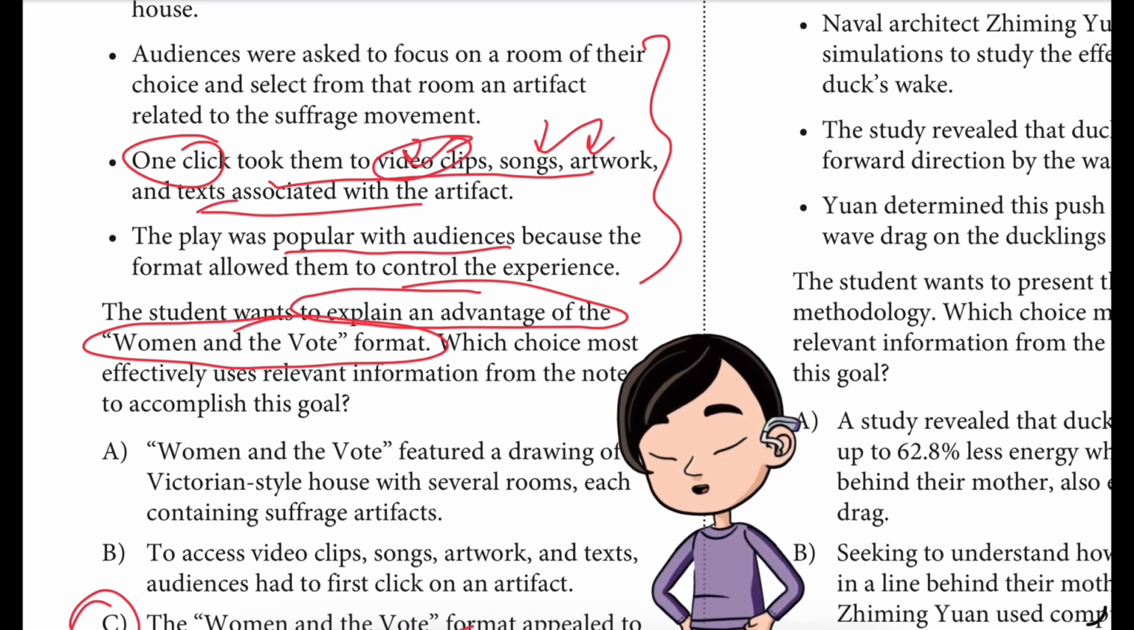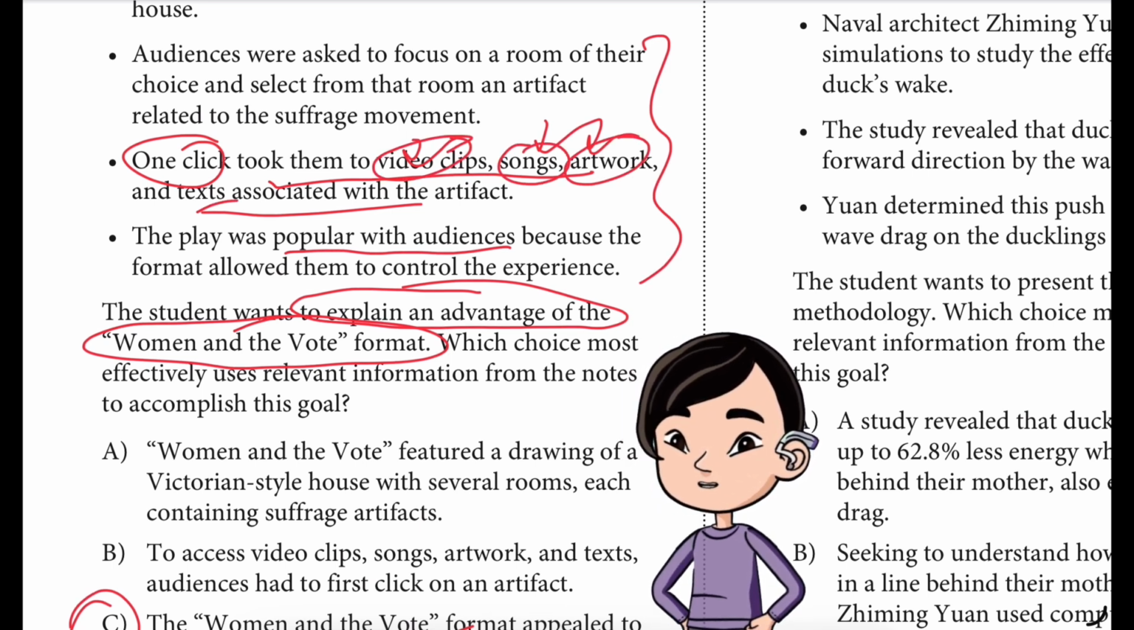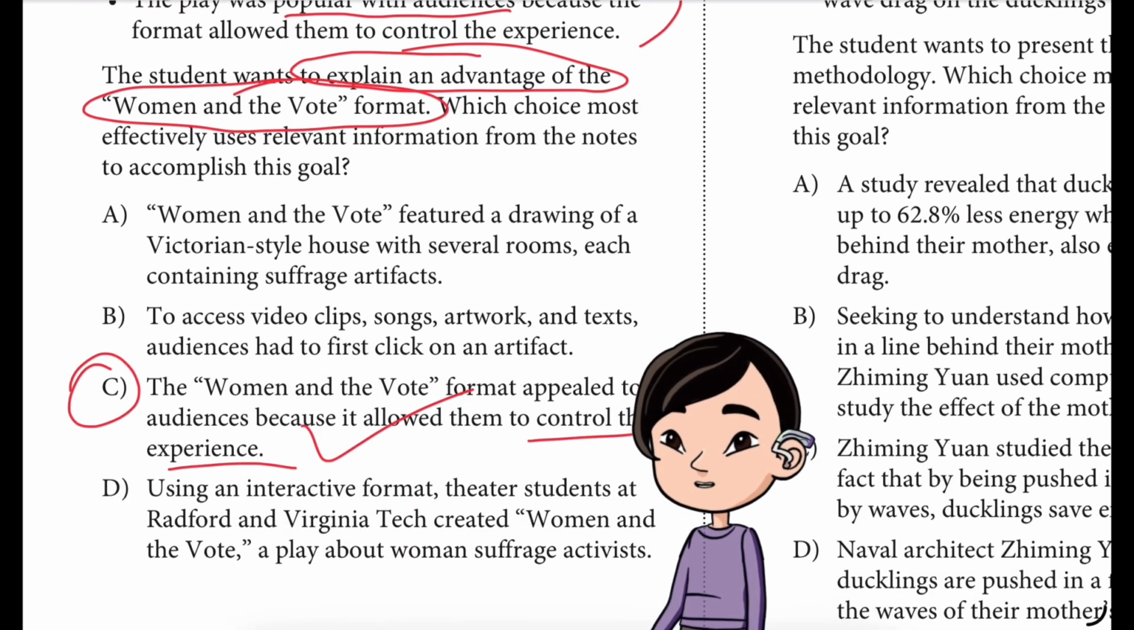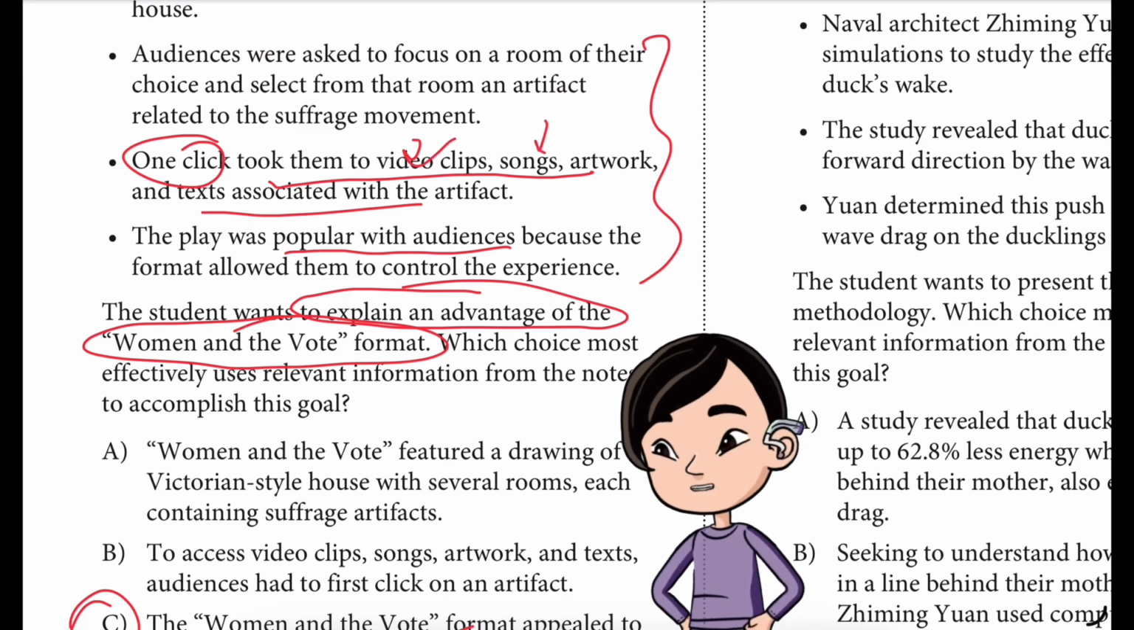Choice D is incorrect. While the sentence mentions that Women and the Vote had an interactive format, it doesn't explain what advantage this format might have.